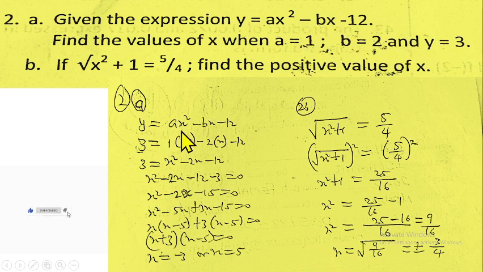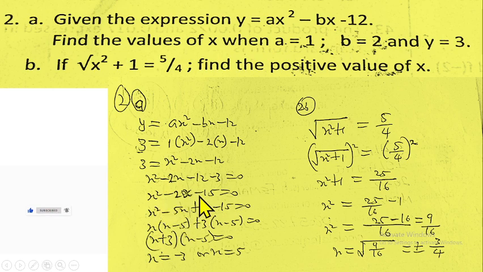So if your y is ax squared minus bx plus minus 12, and our a is 1, so if you put your 1 here, you have this. Your y is 3, that means you have 3 here, and your b is 2, that means you have minus 2x minus 12. So if you simplify that, you have 3 equals x squared minus 2x minus 12. Take the like terms, you'll be having x squared minus 2x minus 12. This is going to come in minus 3 equals 0.